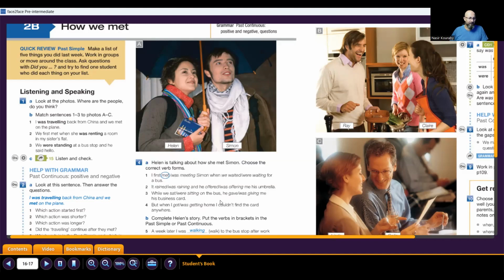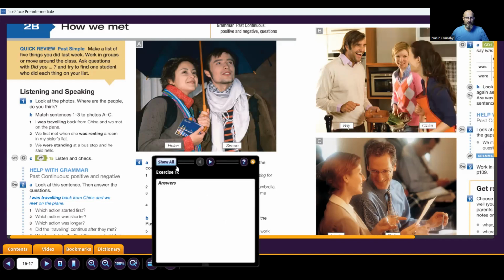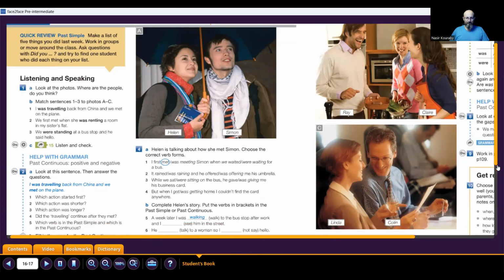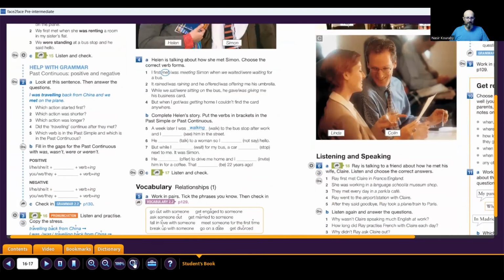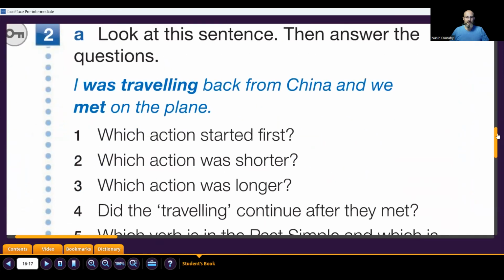So I guess it's clear here, because they said even the names, but I'm going to give you the answer here. 1 is C, 2 is B, and 3 is A. So let's go to the grammar part here. Past continuous, positive and negative. Look at these sentences, then answer the questions here.